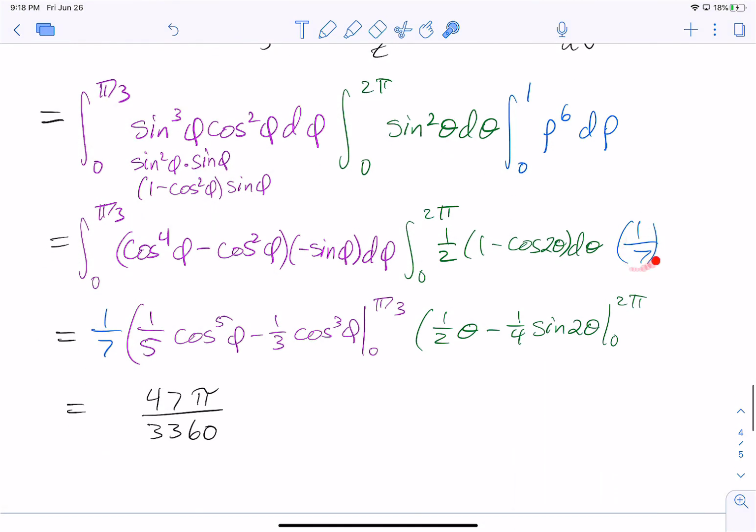These integrate. I pulled the 1/7 out front. Cosine to the 4th of phi times the negative sine of phi d phi is going to give me 1/5 cosine to the 5th of phi. Likewise, cosine squared of phi, we get minus 1/3 cosine cubed of phi. That's going to be evaluated from 0 to pi over 3. And then integrating with respect to theta is probably the easiest thing after the 1/7, so it's the second easiest thing of 3, right? Anyway, 1/2 of theta minus 1/4 sine of 2 theta from 0 to 2 pi.